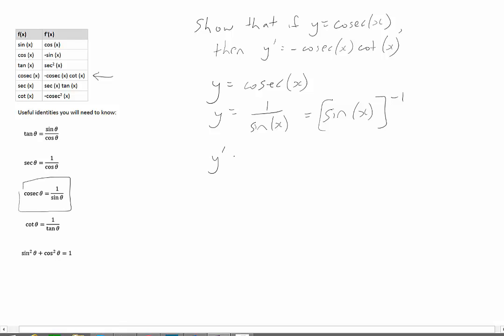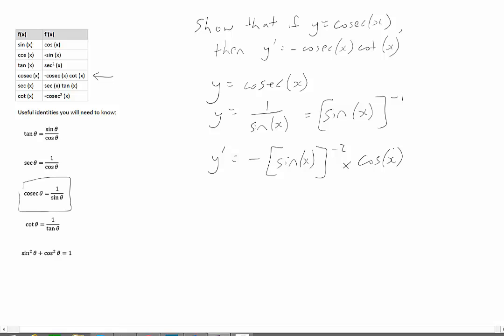So here we go. y dash is going to equal, now we bring the negative 1 out the front. So we've got negative, the bracket stays the same because we're using the chain rule here. Decrease the power by 1, so it goes to negative 2. And now we multiply by the derivative of the inner function. Now we know from our table that sine x goes to cosine x. So there's our cosine x.